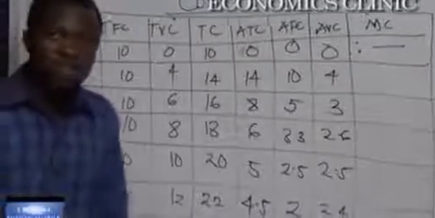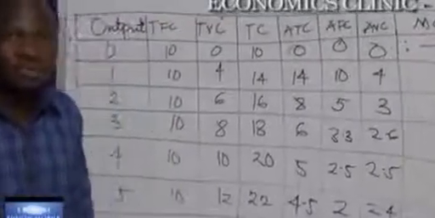Now to solve for marginal cost here, we have output and also total cost. But there is no value for the 0 output. Therefore, at the beginning, marginal cost is constant. Some people refer to it as 0.